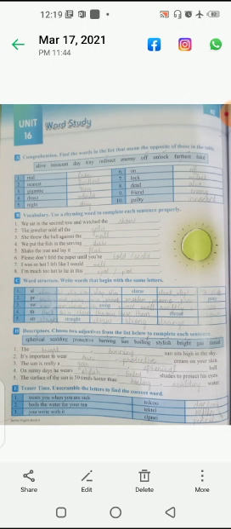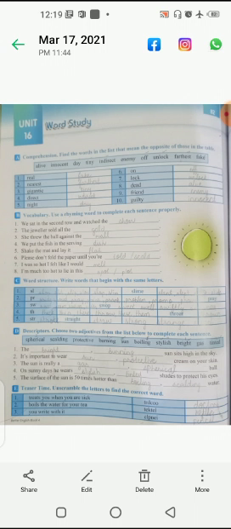Now next page, page 82. Find the words in the list that mean the opposite of those in the table. Very easy exercise. We have to just pick the correct opposite for the given words. Real. Its opposite is fake. Nearest. Farthest. Near. Gigantic. Clear? Gigantic means very huge. And its opposite is tiny, which means very small.